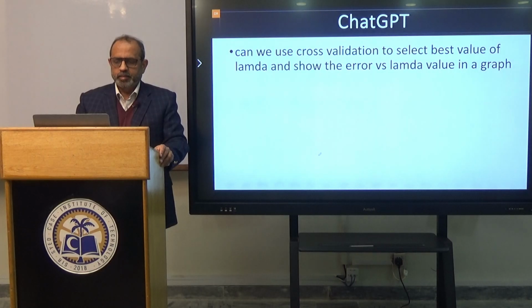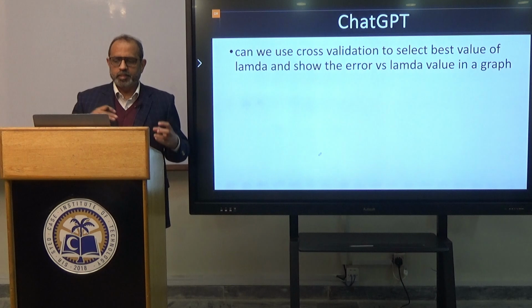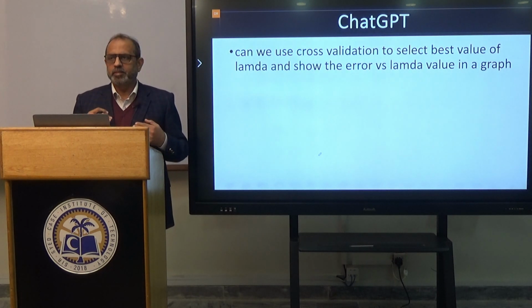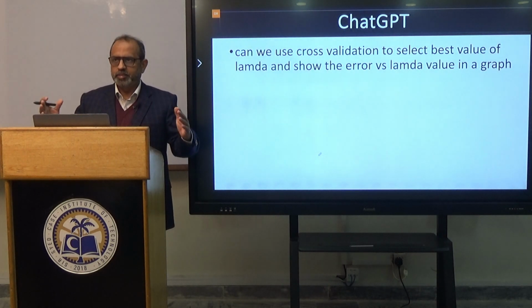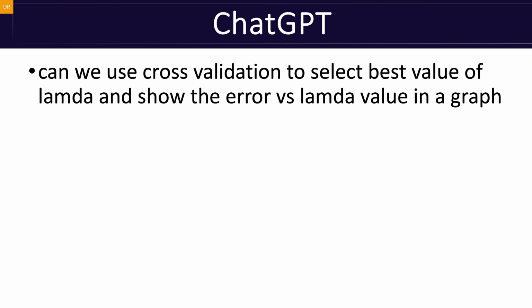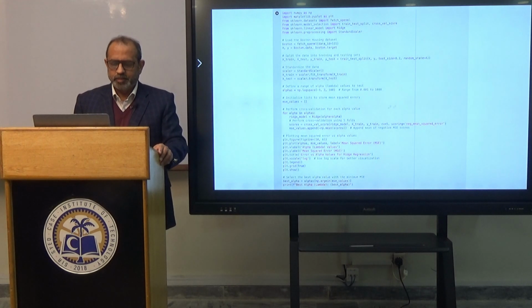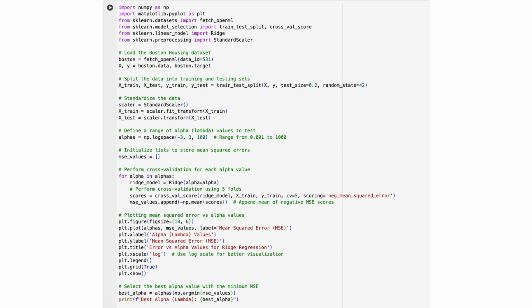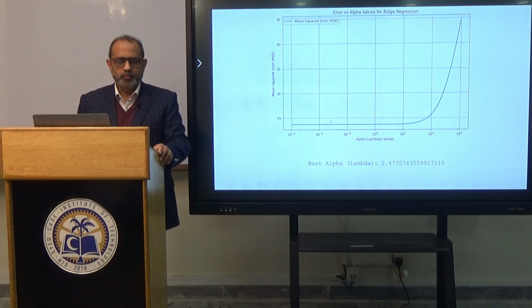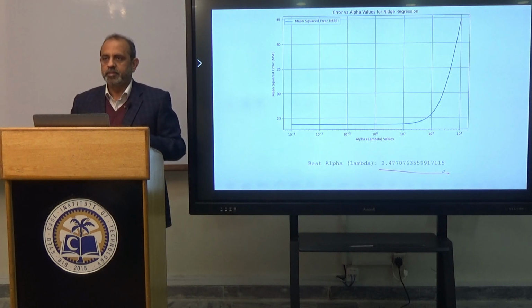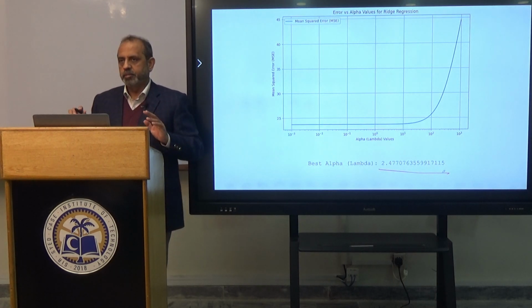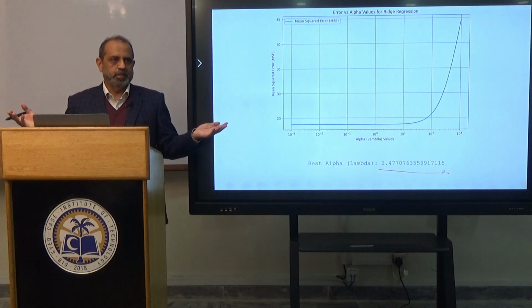Then you have this model, and you find out the mean square error. Okay, then I asked it, can we use cross-validation to select the best value of lambda? Whenever you have regularization, you have to use cross-validation. Let's say 10-fold cross-validation, where it will split the data into 10 pieces, use one piece at a time, and then show you how you are improving. So it says yes. This is the code ChatGPT has generated, where it is now using cross-validation, and I asked it to give me the best value of lambda. It says the best value of lambda is 2.47707.